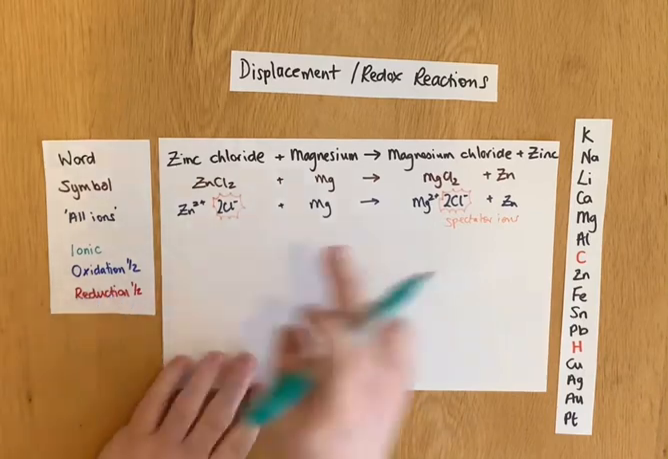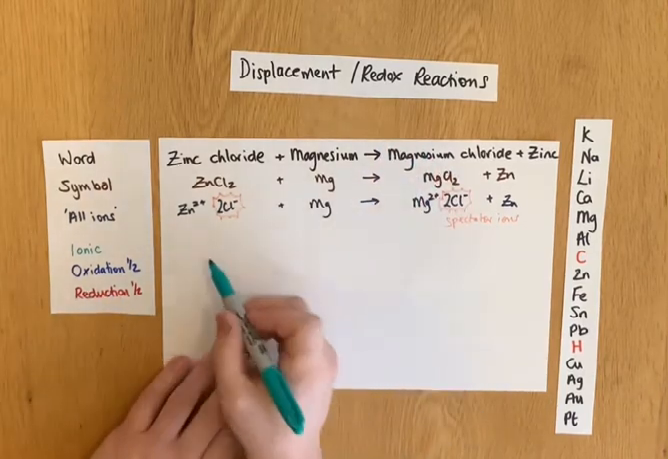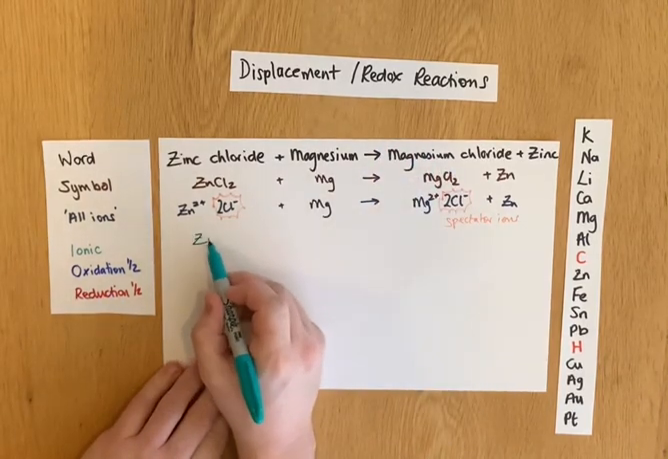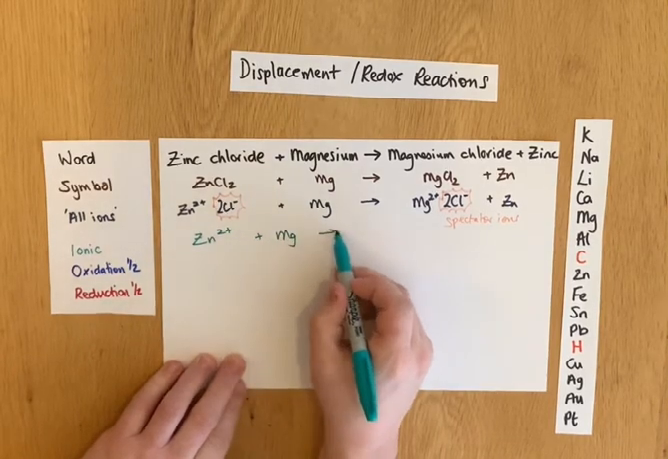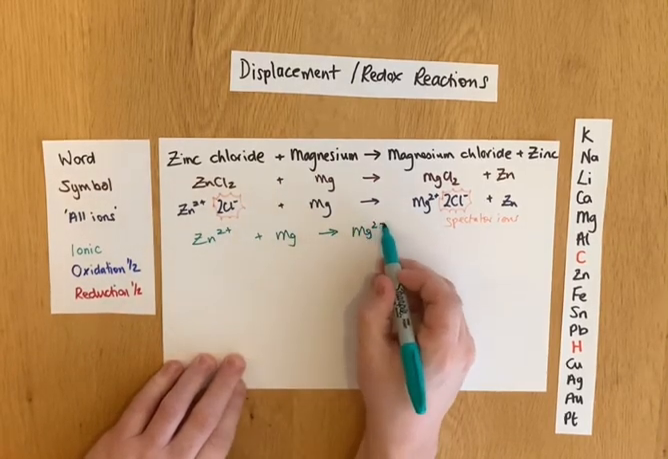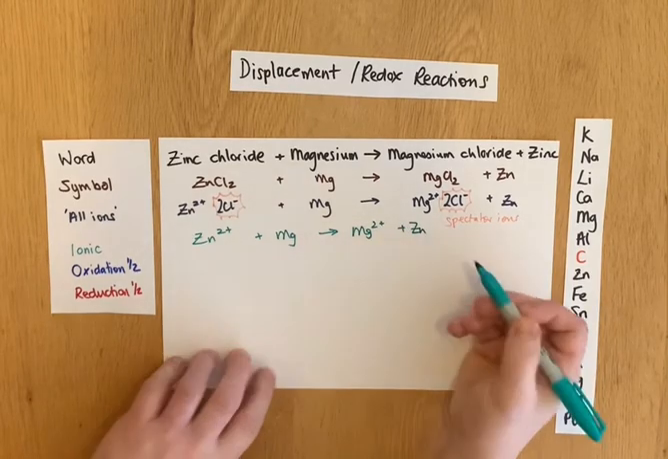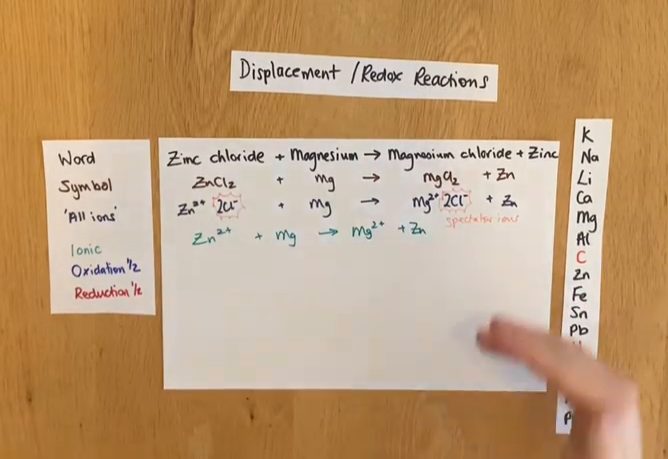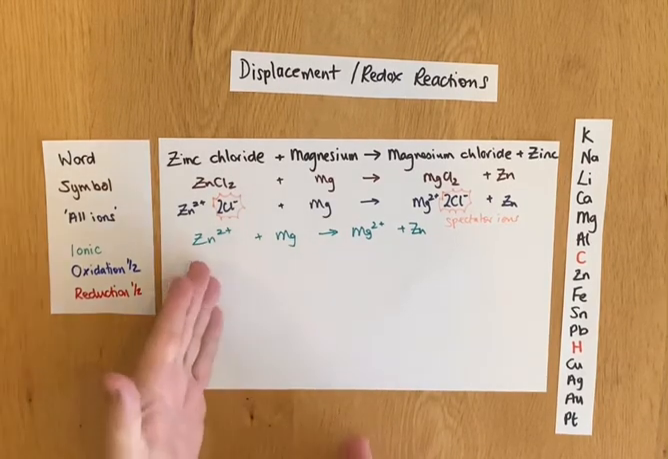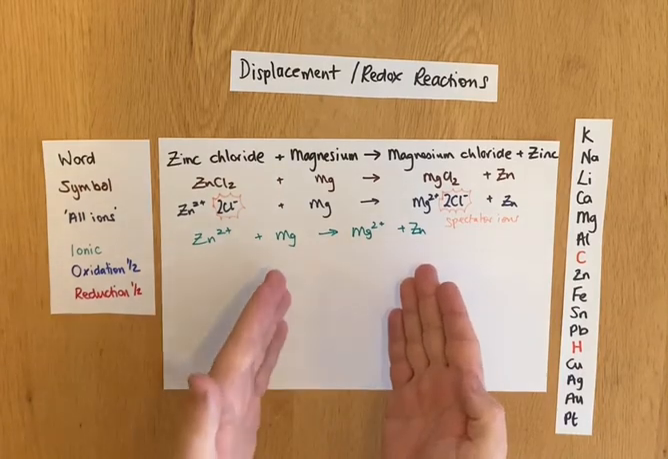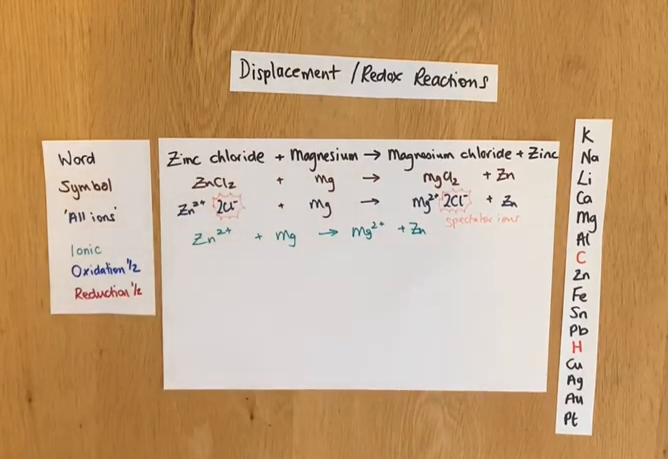So my ionic equation for this redox reaction shows what actually happened. Zinc ions react with magnesium atoms to form magnesium ions and zinc atoms. I've just omitted my spectator ions to show what's happening chemically. What has changed? Zinc ions have changed, magnesium atoms have changed.